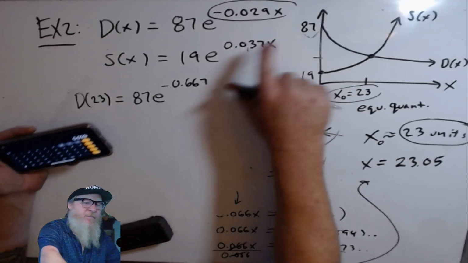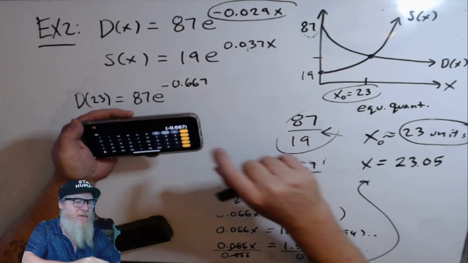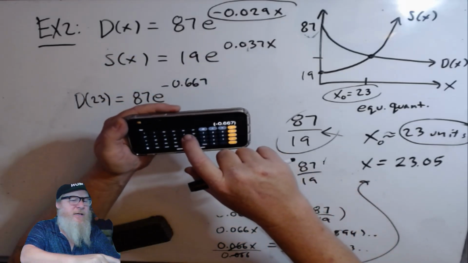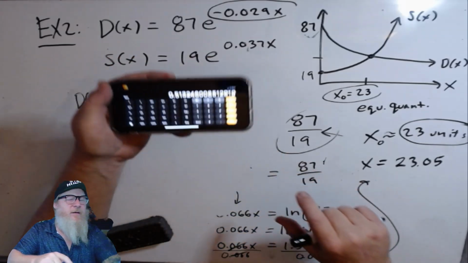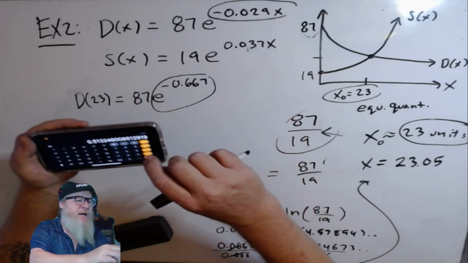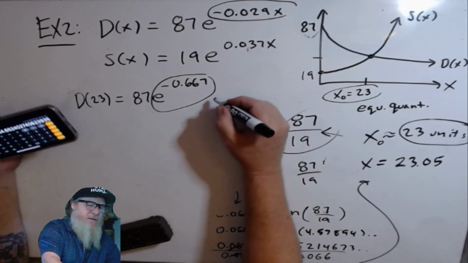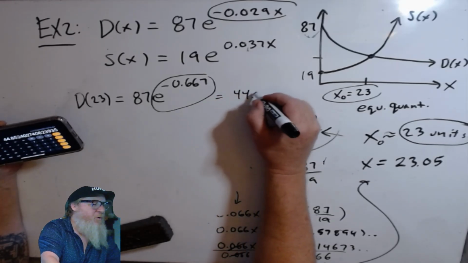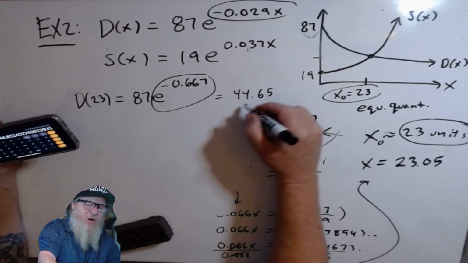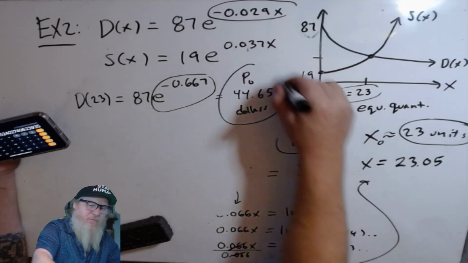0.029 times 23, then E. All right, so I'm up to here now, and then times 87. So this is $44.65. That's my P0.